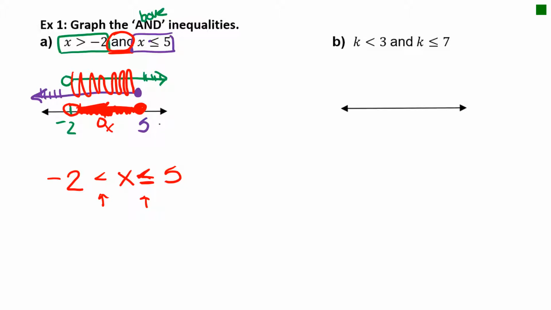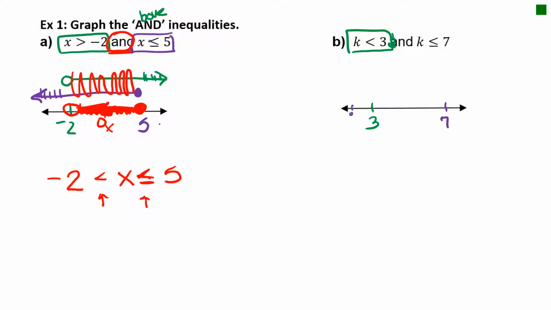Okay, so next problem, I'm going to go with K is less than 3. There's my 0, there's my 3. What color did I use? Purple. There's my 7. No, Mrs. Evans, the 0's over here. Okay, let's not even worry about the 0. It's over here, if you care. So K is less than 3.